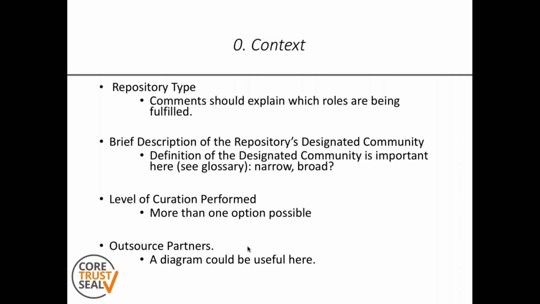Another important point, again, these are all important context points, is the outsource partners. It is possible for a repository to outsource activities. That was already possible in previous versions of the DSA, and it's again now possible in the core trust seal, but on conditions. The conditions are that it should become clear from the evidence what exactly the work is carried out by the outsource partners, and in which way that is contractually fixed.